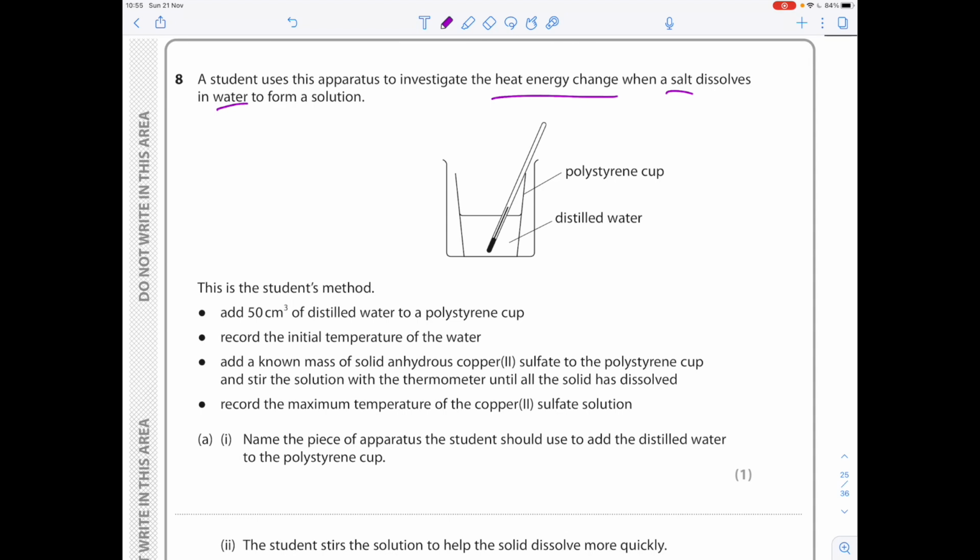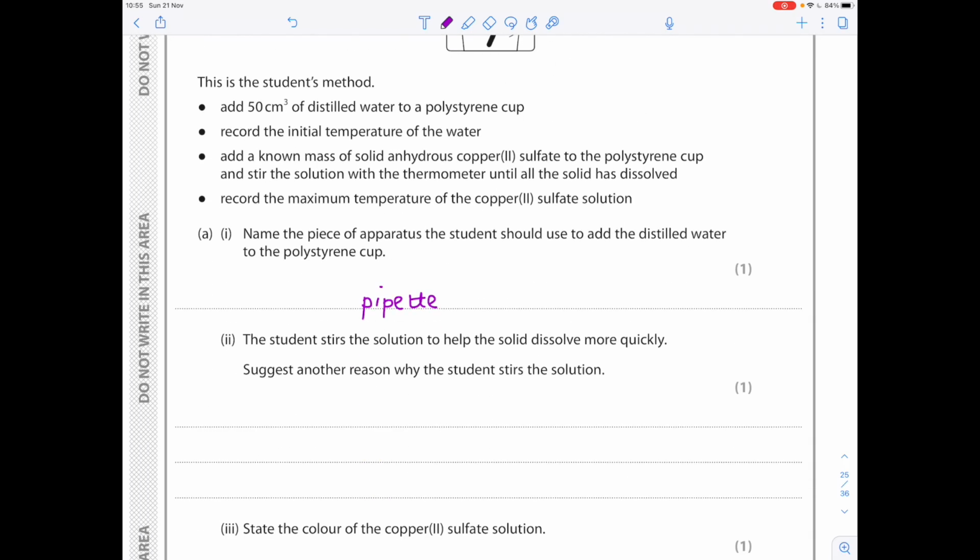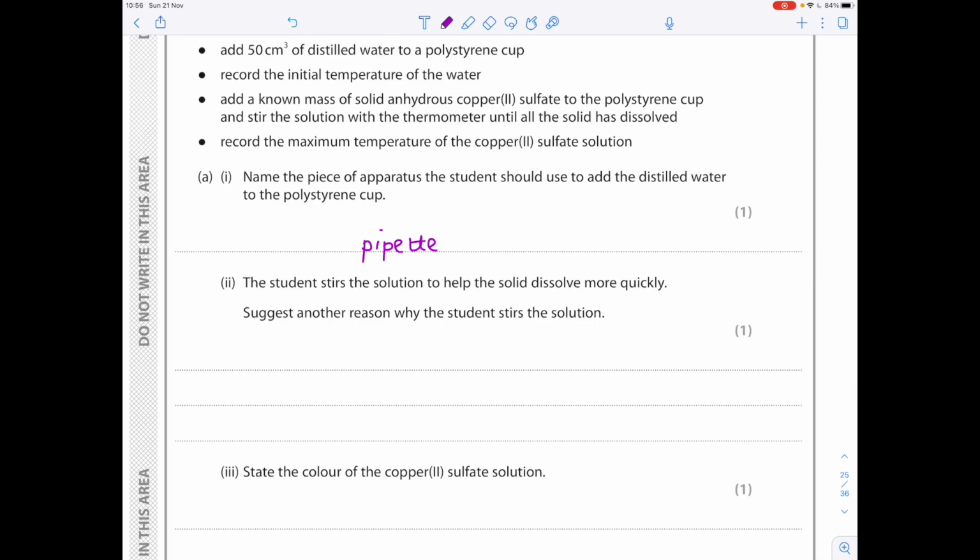Name the piece of apparatus the student should use to add the distilled water to the polystyrene cup. A pipette would be fine here. You could also say burette or measuring cylinder. The student stirs the solution to help the solid dissolve more quickly. Suggest another reason why the student stirs the solution. Well, that's to ensure that the temperature is the same throughout the solution.